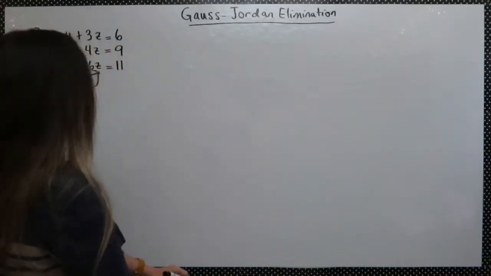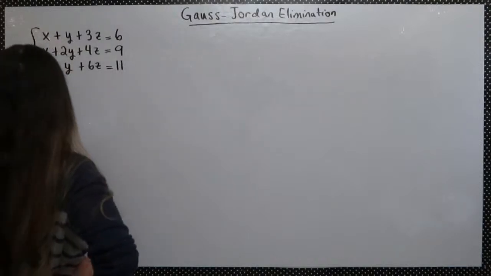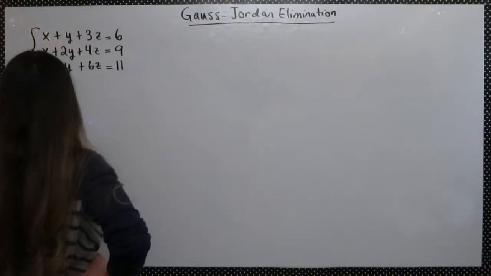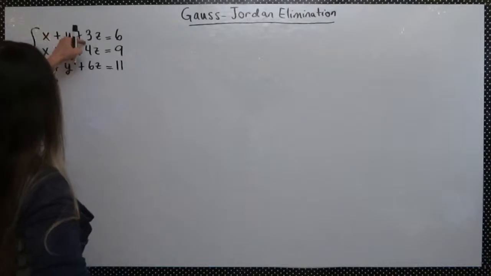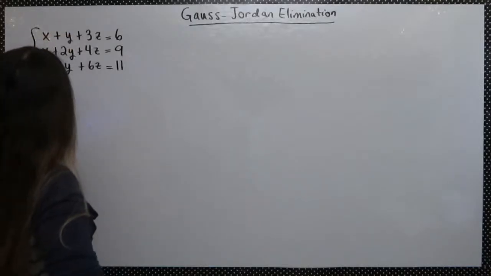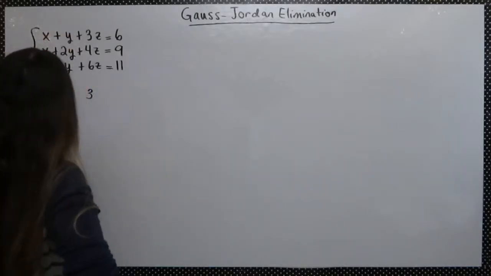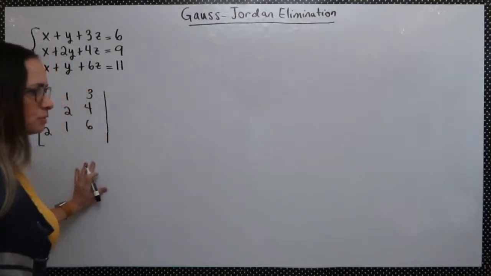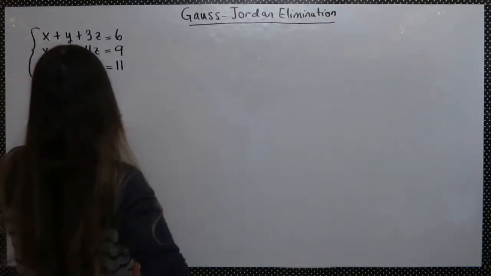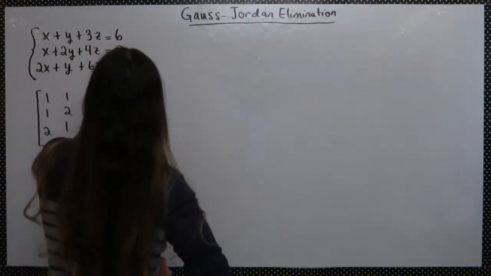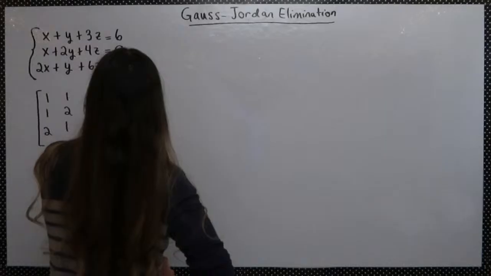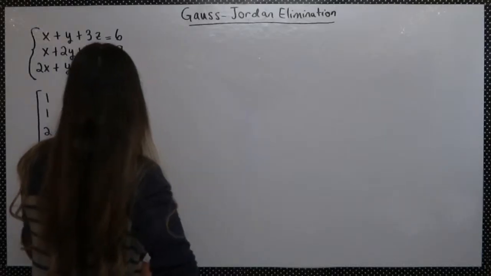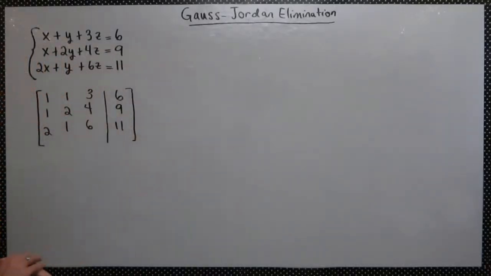So, all right. I'm going to set up my 3x3 matrix here and just get all my coefficients. So we've got 1, 1, 3, 1, 2, 4, and 2, 1, 6. And then I'm going to list my constants, and it's going to end up as a 3x4 matrix. I've got 6, 9, and 11. There we go. All right, and so the method begins.